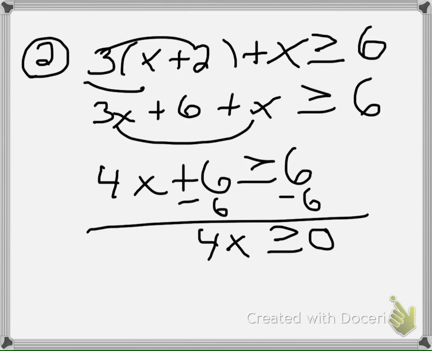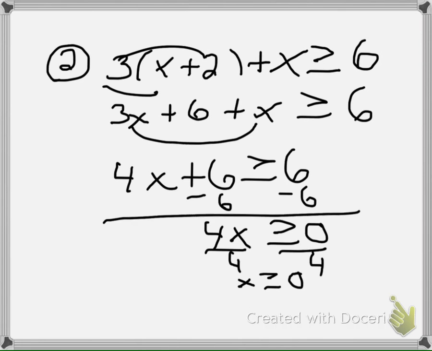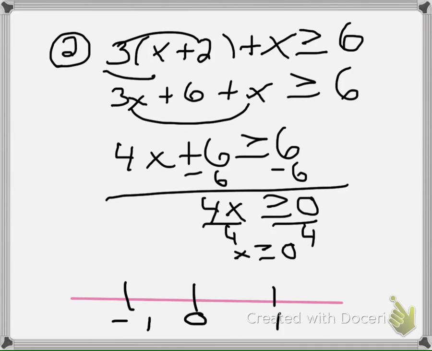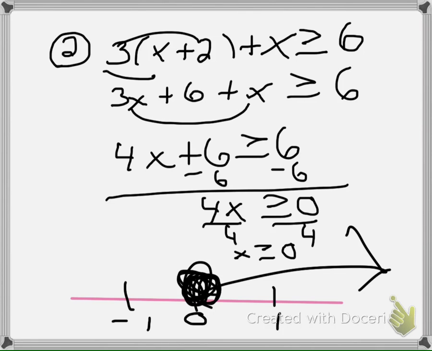4x. Okay, the opposite of multiplying is divide, so divide on both sides. Okay, 4x divided by 4 is just x. And over here, 0 divided by 4 is 0. We'll make a number line. I'm going to shrink all this for a second. 1, 2, 3. So here's 0, here's -1, and here's +1. X is greater than or equal to 0. Greater than. Lovely shading, huh? There we go.